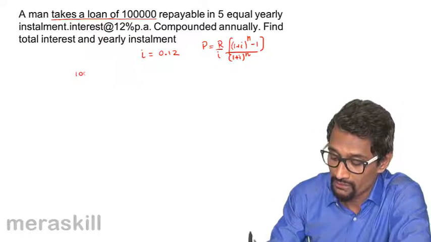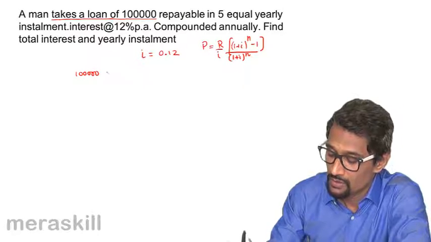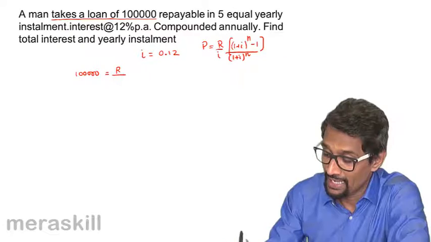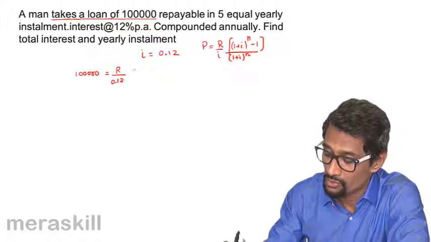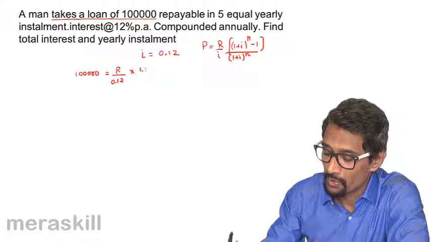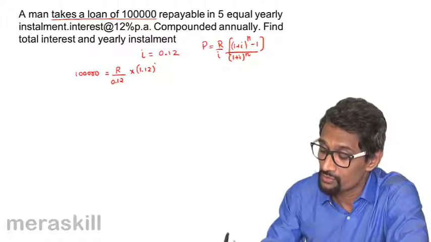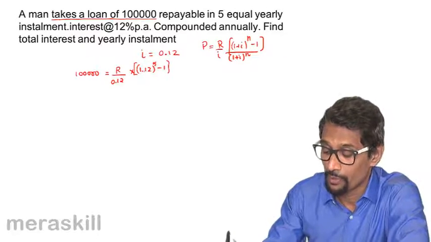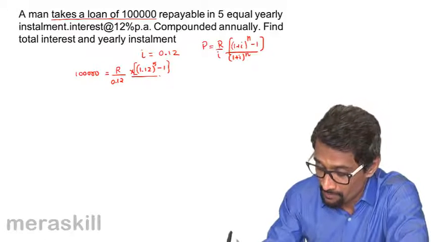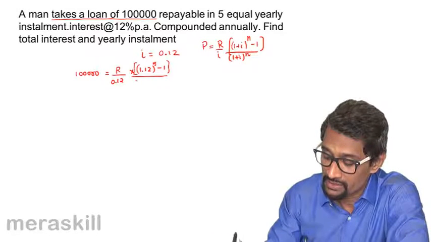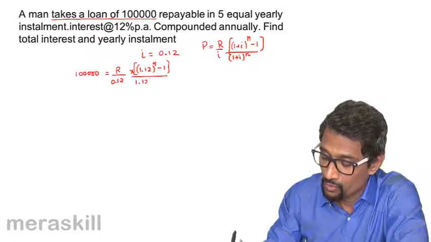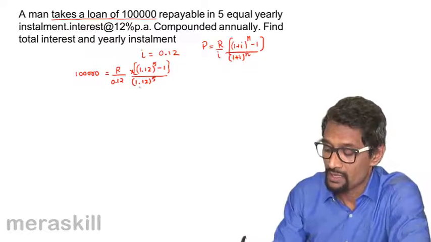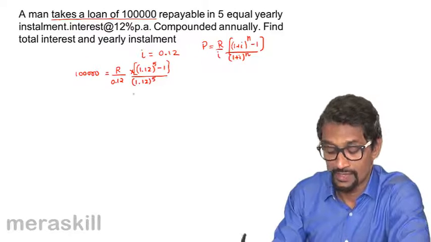So it's going to be 100,000, which is the present value. R is something we don't know. I is going to be 0.12 into 1.12 raised to 5 minus 1 in the numerator, and the denominator has 1.12 raised to 5 itself. So how is it going to be? R is going to be all this.